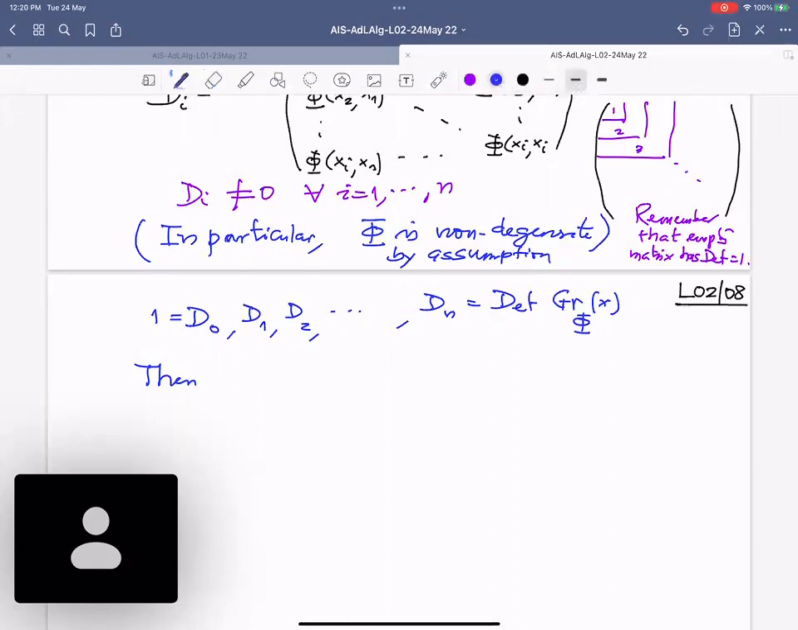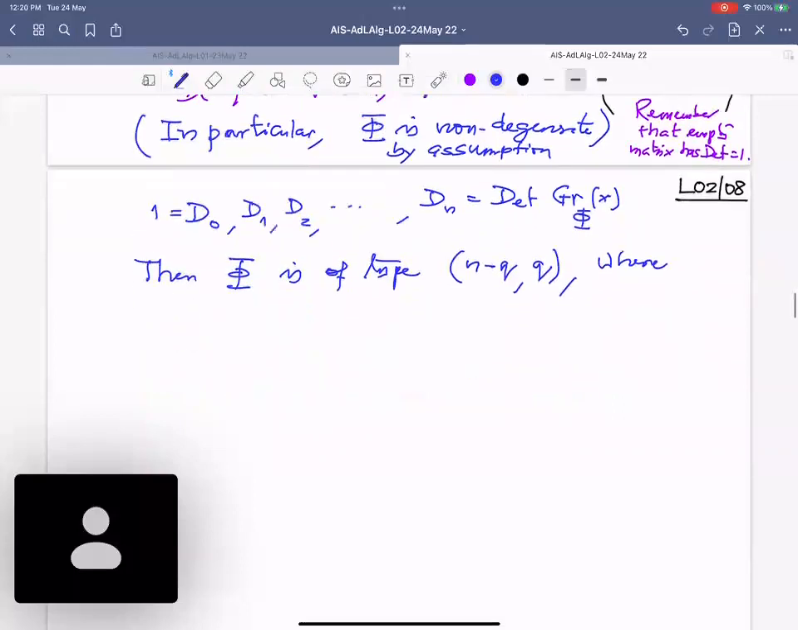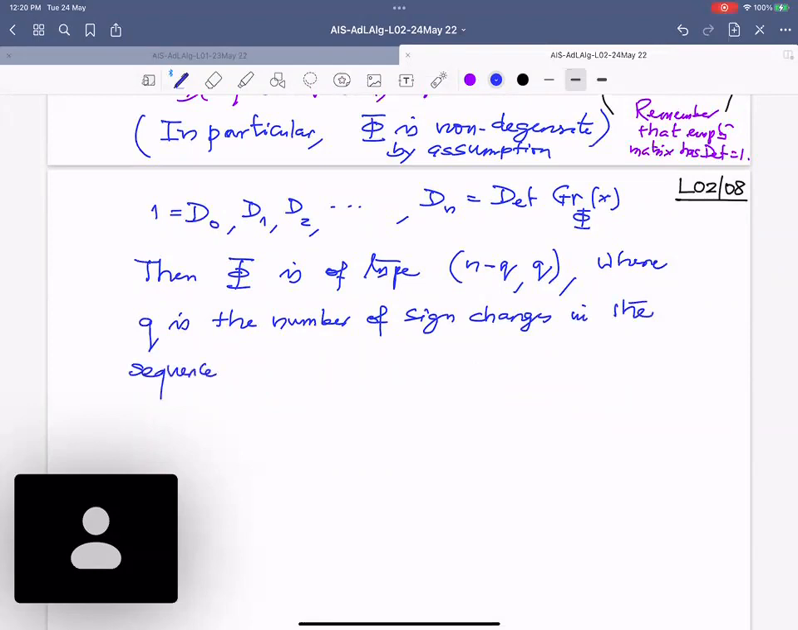All right. So then phi is of type n minus q, comma q, where q is the number of sign changes in the sequence. Let us call this sequence a star.